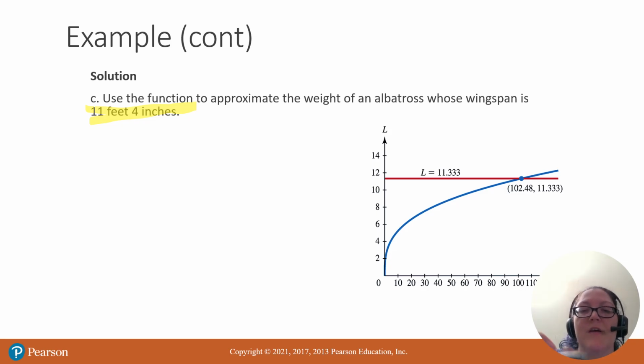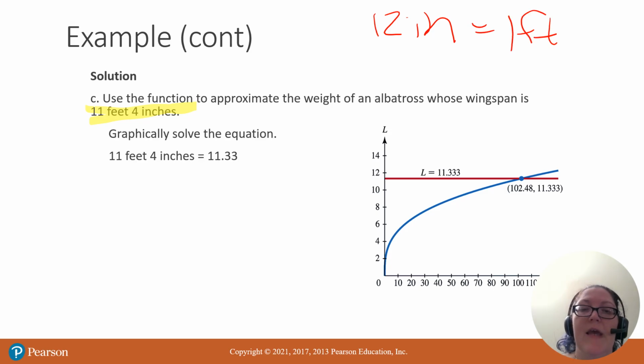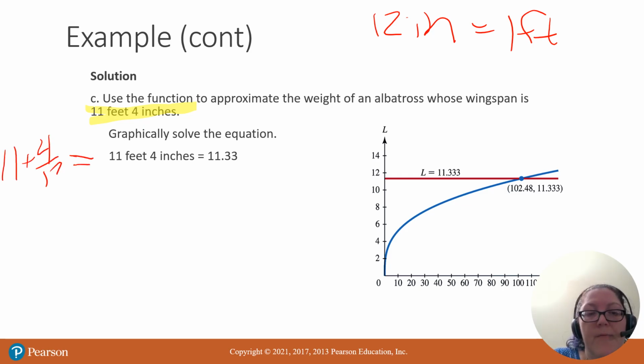So we remind ourselves, we know automatically that 12 inches is basically 1 foot. So therefore 4 inches is going to be 1/3 of a foot. Now, if you're a little unsure how I did that math really quickly, basically this is the same thing as saying 11 plus 4/12. And if you put that all in your calculator, that's going to give you 11.33333. You can actually type it in the calculator just like this in y equals as 11 plus 4/12, and it will draw this beautiful line right here.